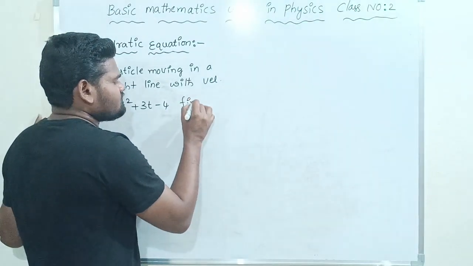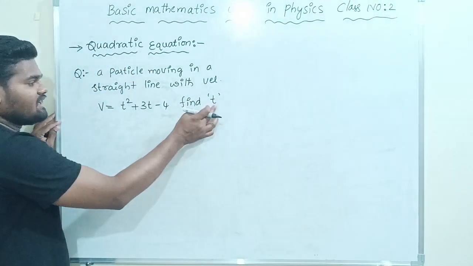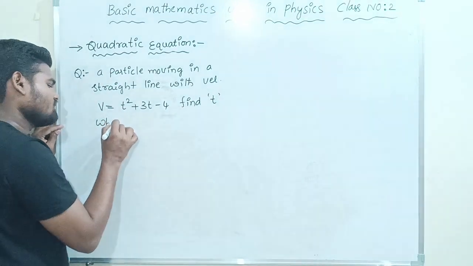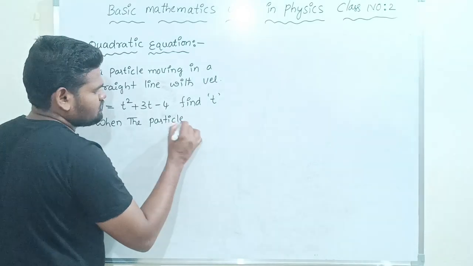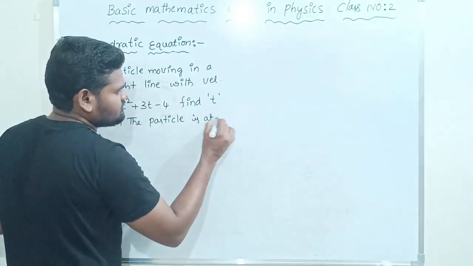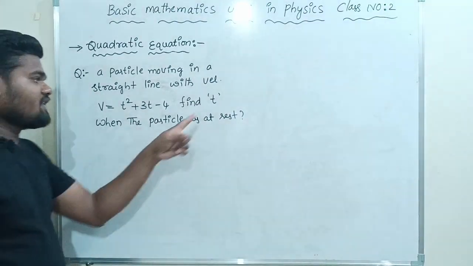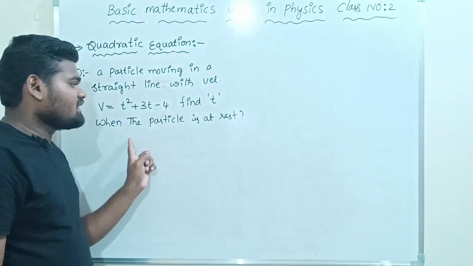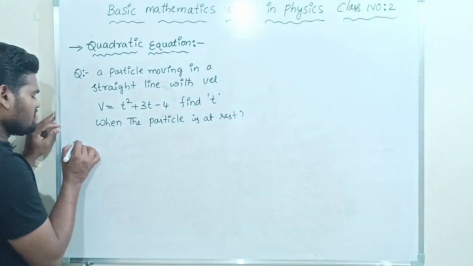Find the t. t means time. Find the t when the particle is at rest. What we have to find? We have to find the time t when the particle is at a rest position. Okay, let's solve the problem.